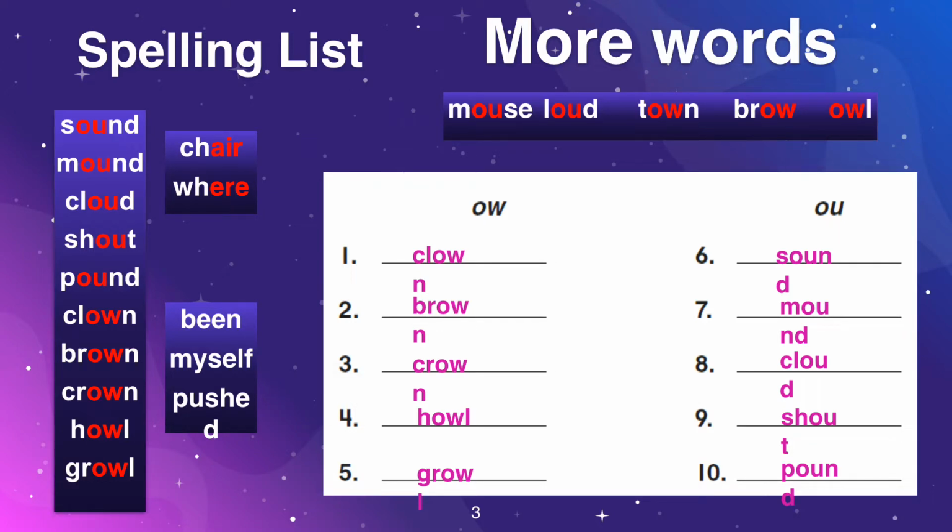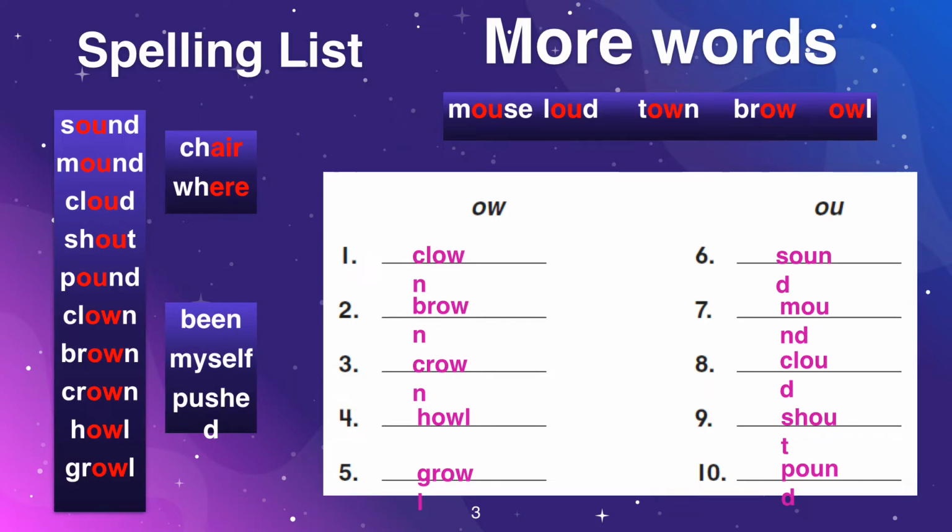Okay? And of course, the two last words we read are controlled vowels. So chair and wear don't have any diphthongs in them. These are the R controlled vowels. Okay, and you can see where the diphthong is because it's in red. Again, in sound, it's OU: sound, mound, cloud, shout, pound, clown, brown, crown, howl, growl.